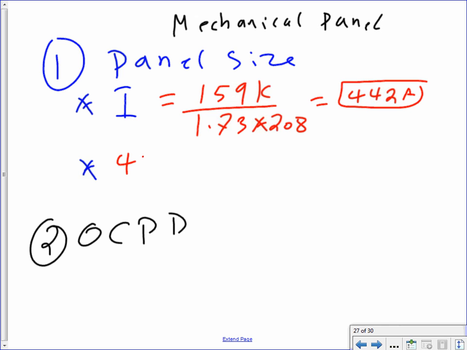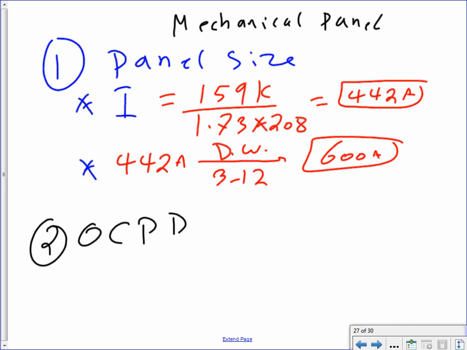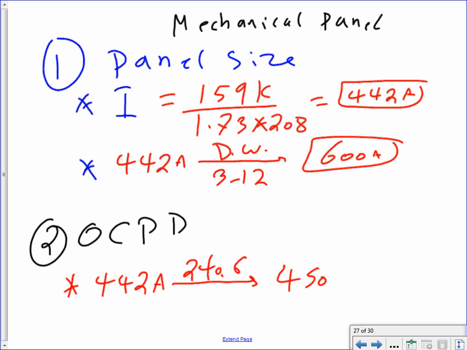You're going to take your 442 amps. You're going to take this one to the 3-12 table, and that will get you a 600 amp panel. 600 amp panel. Now for the overcurrent protection device, you're going to take the 442 amps and take this one into 240.6 from the code book. That will get you 450 amps. The panel is rated for 600 amp, but the overcurrent protection device is 450.